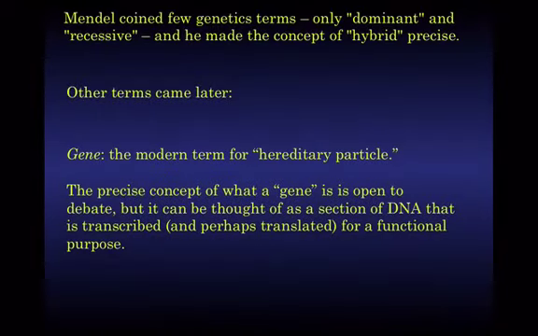So, as we've seen, Mendel managed to do quite well with the limited resources that he had available to him to generate quite a good model of how heredity worked. Now, it might be surprising to you that Mendel developed only a few terms to describe the model that he had worked on. Only the concept of dominant and recessive, and he also made the concept of hybrid precise. Other terms would come later, primarily in the 1900s, when his work was rediscovered, as we've seen in the first lecture. The first concept, or the first word that we need a definition for, is gene.